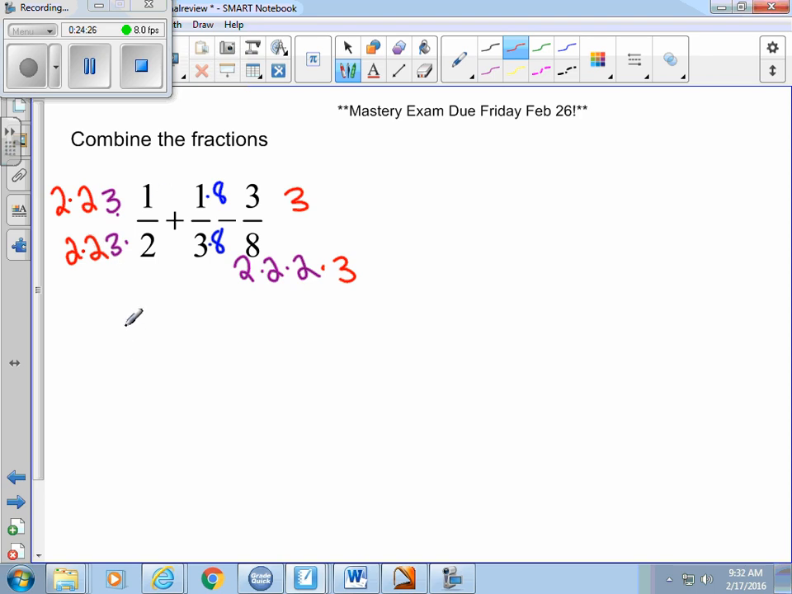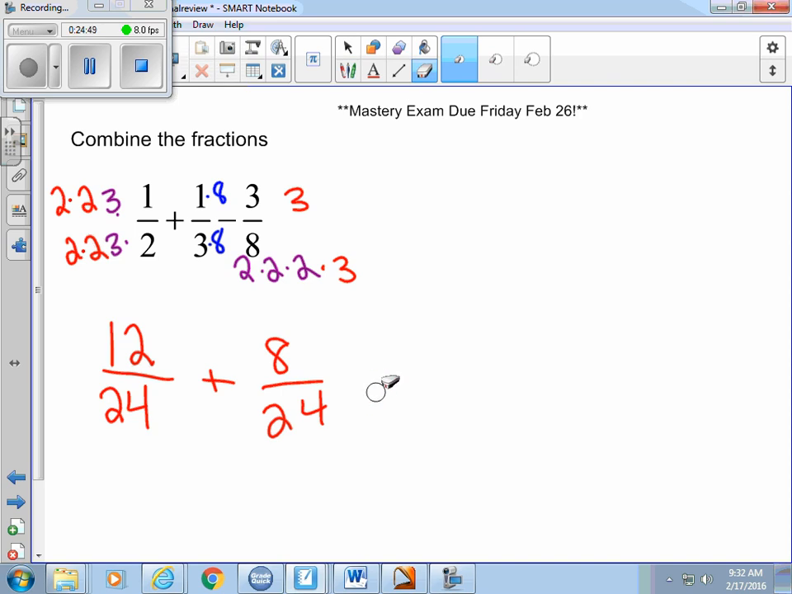So I have 2 times 2 times 3, which is 12, over the bottom, which is 24, if you multiply all of that out. So the common denominator was 24. 8 over 24. And, oh, that's a minus. Can't you just look at that? For numbers you can, but remember we're about to go to letters.